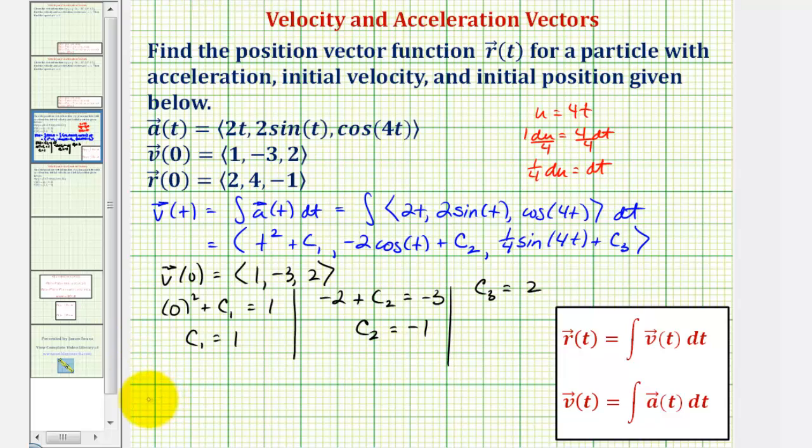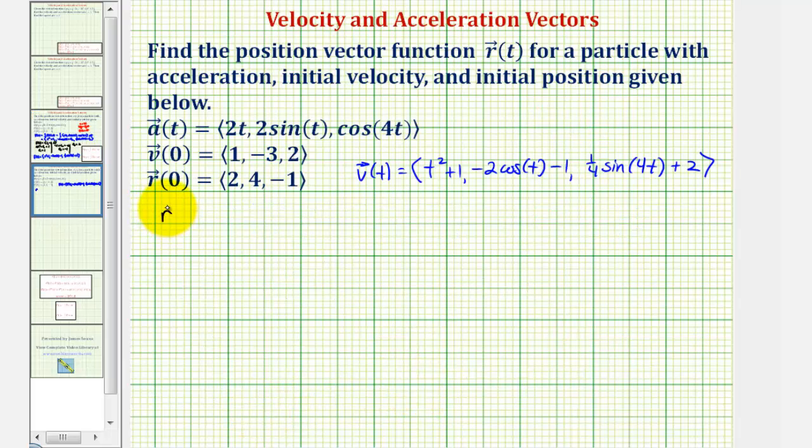Which means now we know that v of t has an x component of t squared plus 1, a y component of negative 2 cosine t minus 1, and a z component of 1/4 sine 4t plus 2. And now that we have v of t, we can integrate to find our position vector function r of t. Let's do this on the next slide.